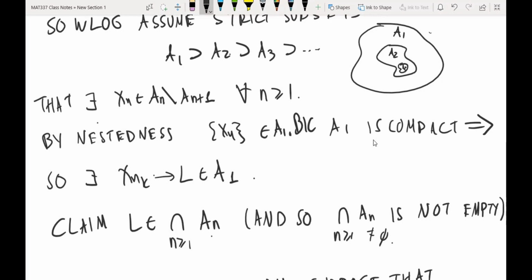What else? For question 3, do we have to use the definition of continuous function? Let me see, what is question 3? Don't remember.